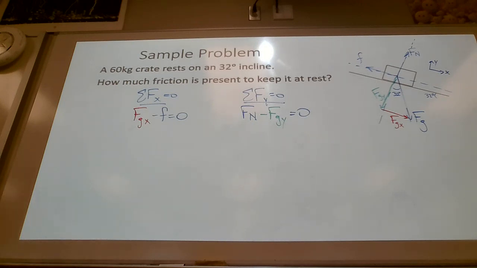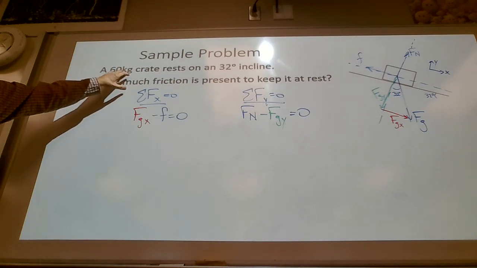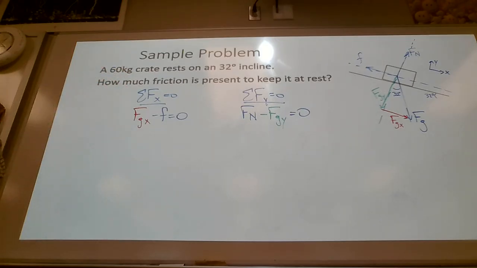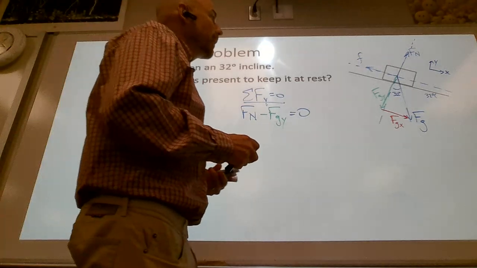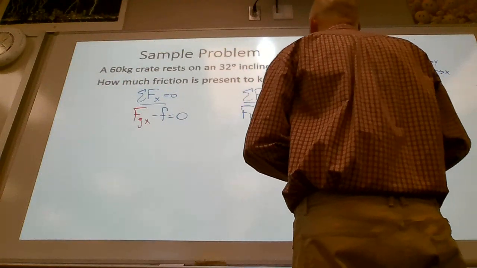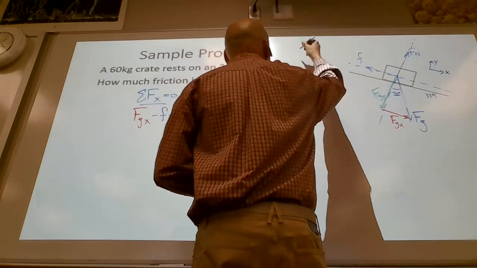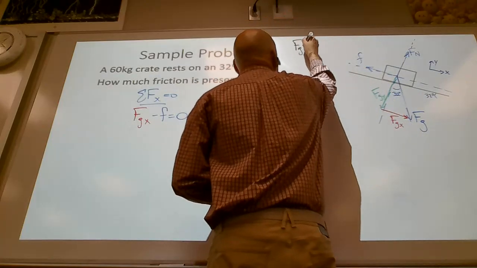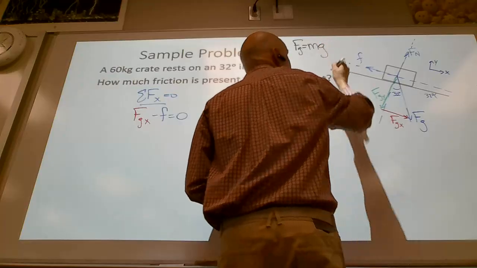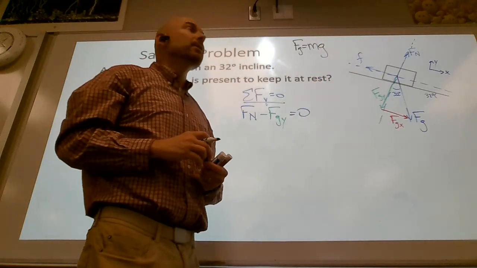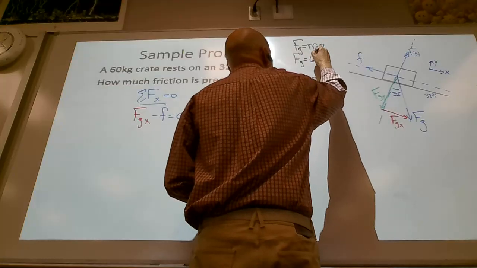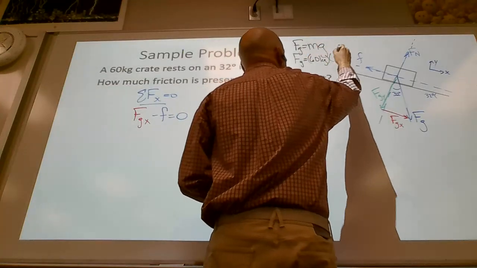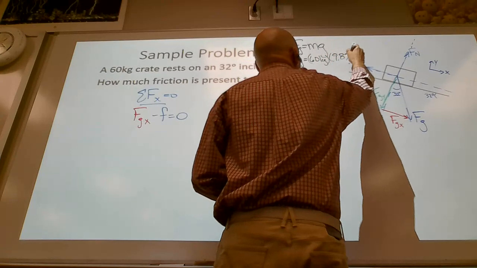What measurement is measured in kilograms? Mass. How do we convert between force of gravity and mass? Oh, 9.8. We use the equation that was on your pre-quiz. Okay? So we have force of gravity is equal to 60 kilograms times 9.8 meters per second squared.